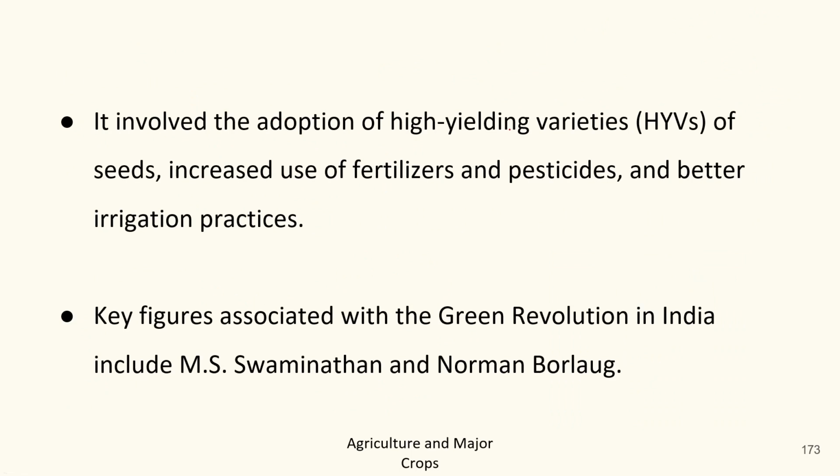Now come to the next point. It involves the adoption of high yielding varieties. They are seed varieties basically. Suppose a normal seed can give you 1 unit, the high yielding variety seeds, HYV in short, can give you almost 5 units. Just make sure it's just an example, not the exact number. Kindly note that. It also involved increased use of fertilizers and pesticides, and better irrigation practices.